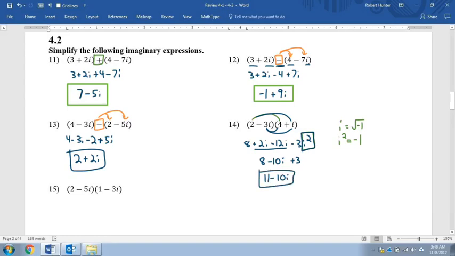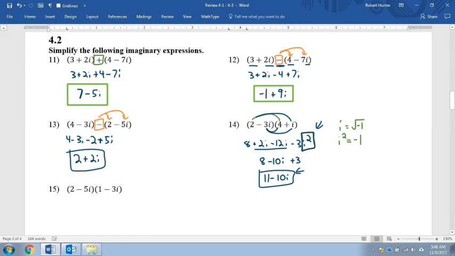So this really isn't any different than anything you've done with multiplying binomials. The only caveat is the fact that you've got an i squared now, and an i squared is a negative 1. So you've got to take care of that. If you have an i squared in your answer, fix it.